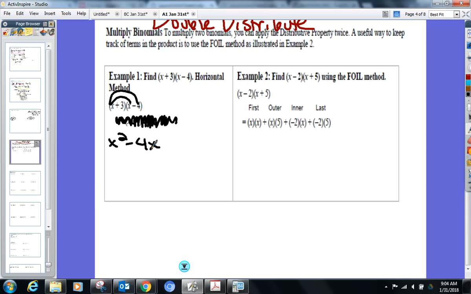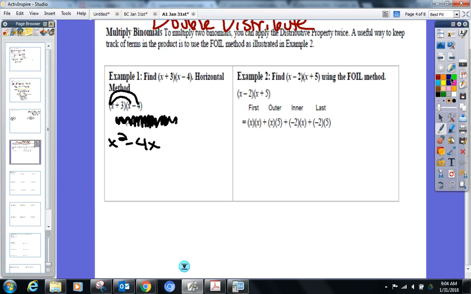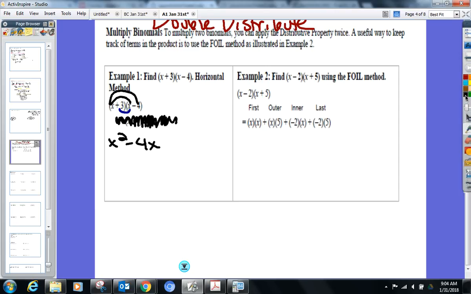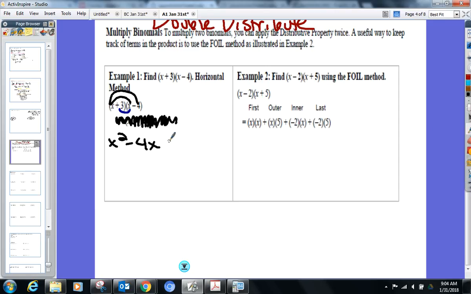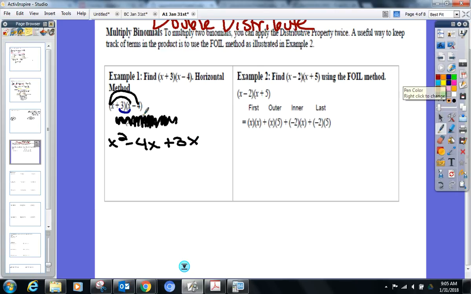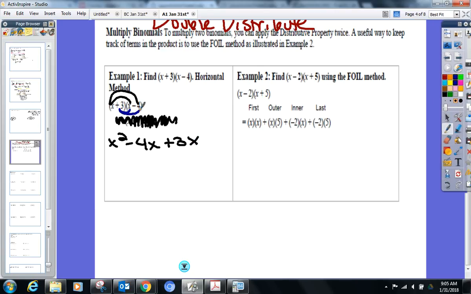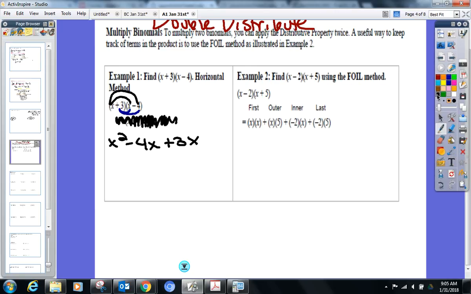Double means we're going to have to do it twice. Any wild ideas what we're going to distribute next? The positive 3, yes. So I'm going to take the positive 3, distribute it. What do I have first? 3x squared plus 3x. And then I'm going to do 3 times negative 4, which ends up being minus 12.